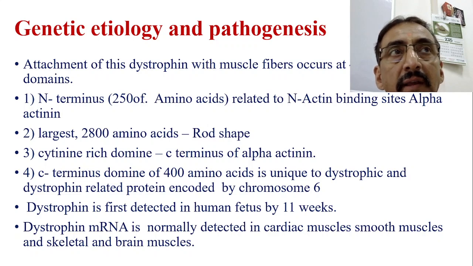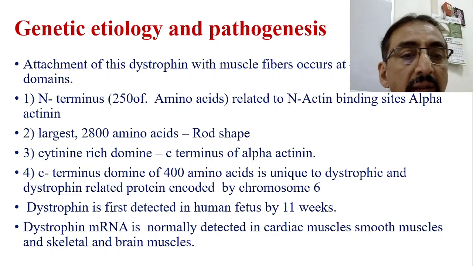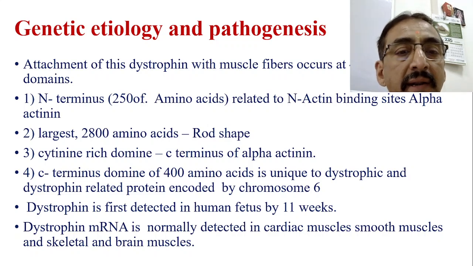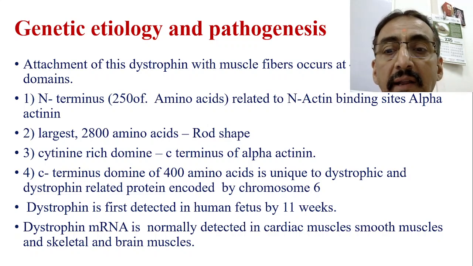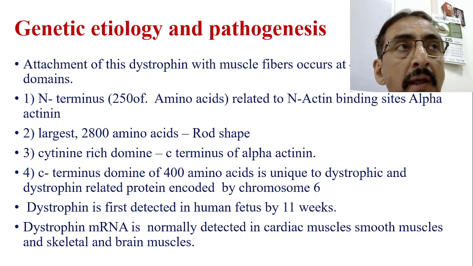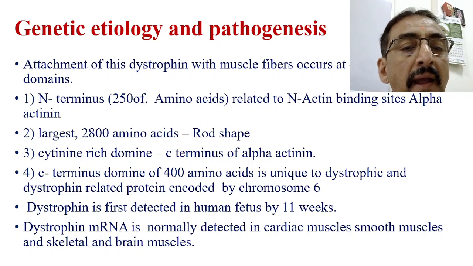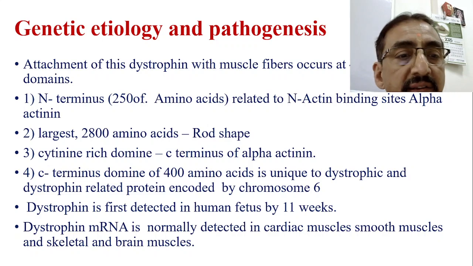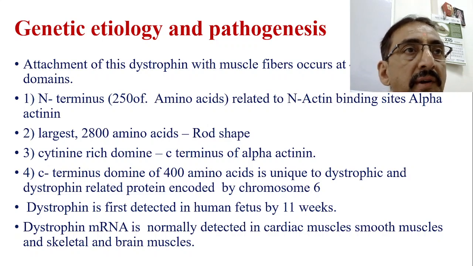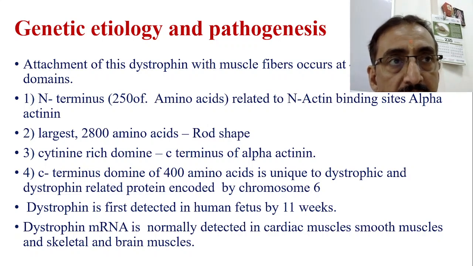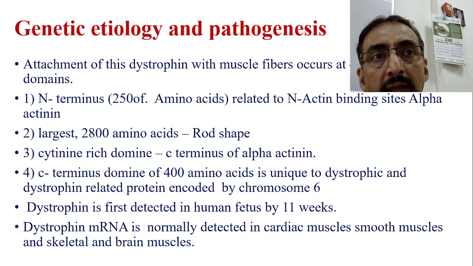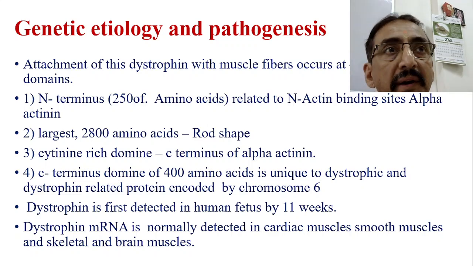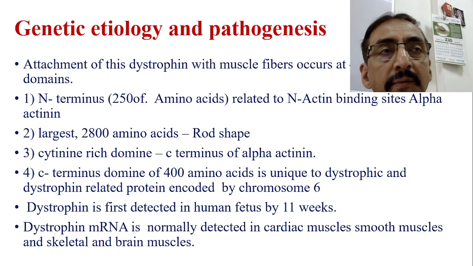And this dystrophin is detected in the human fetus by 11 weeks. You can find this dystrophin protein in the human fetus after 11 weeks. So dystrophin mRNA is normally detected in the cardiac muscles also, and more commonly it is seen in the skeletal and brain muscles. So 3 important things are here. One, this dystrophin is a protein which is very important for the extramuscular compartment, that means from the vascular compartment to the muscle compartment. It is the connection between these 2 compartments. And how is it connected? It is attached in the 4 domains.